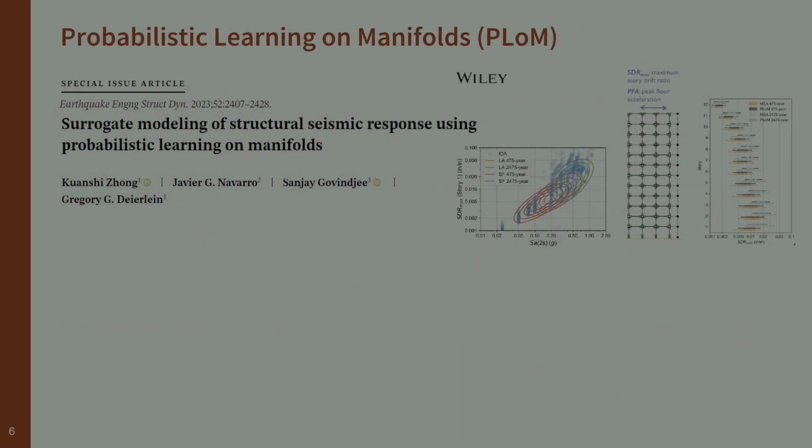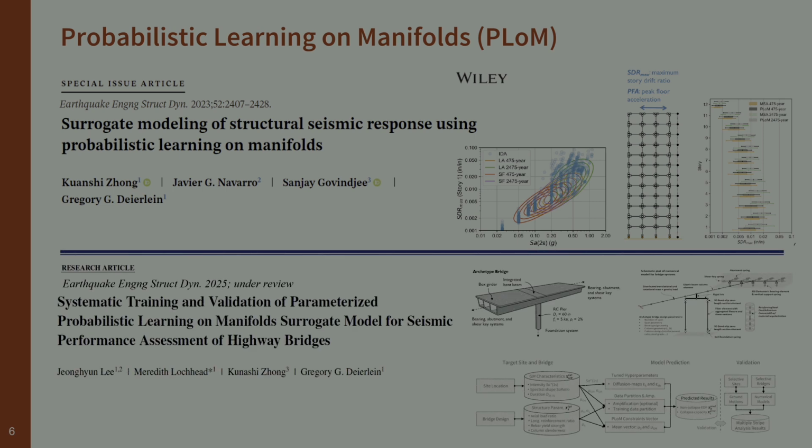I'll focus on the probabilistic learning on manifolds, because that's one that I've reported on previously. Started with working with Sanjay Govindjee here at Berkeley when he was directing the SimCenter. We put together this statistical model to characterize the response of structures. The nice thing is it doesn't rely on fitting things to any kind of Gaussian or other distributions. It captures the inherent correlation between different parameters in the response of a structure.